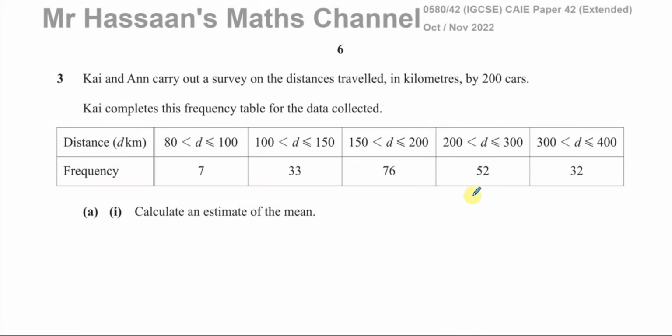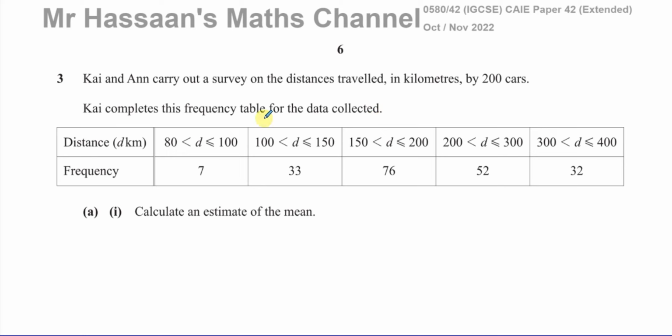This is Mr. Hassan's Maths channel, and this is question number 3 from the October-November 2022 IGCSE Cambridge Paper 4 Variant 2. This question is about this frequency table, which is a grouped frequency table, and it is the result of Kay and Anne carrying out a survey on the distance traveled in kilometers by 200 cars.